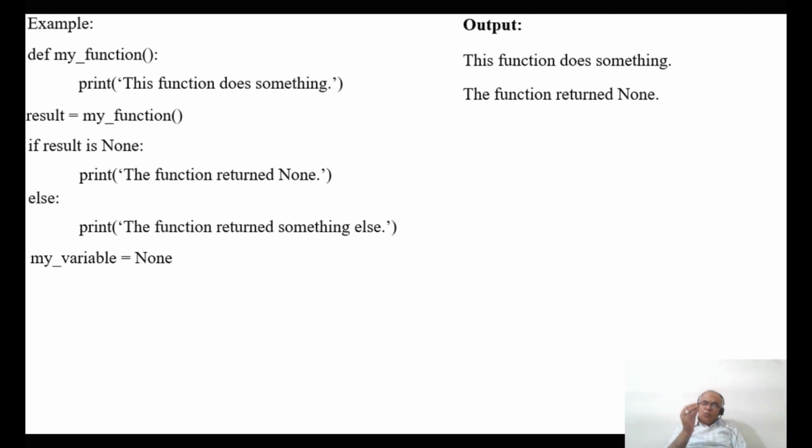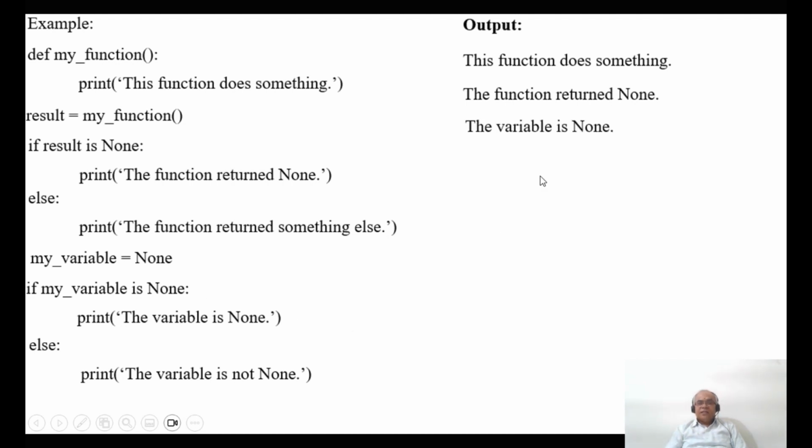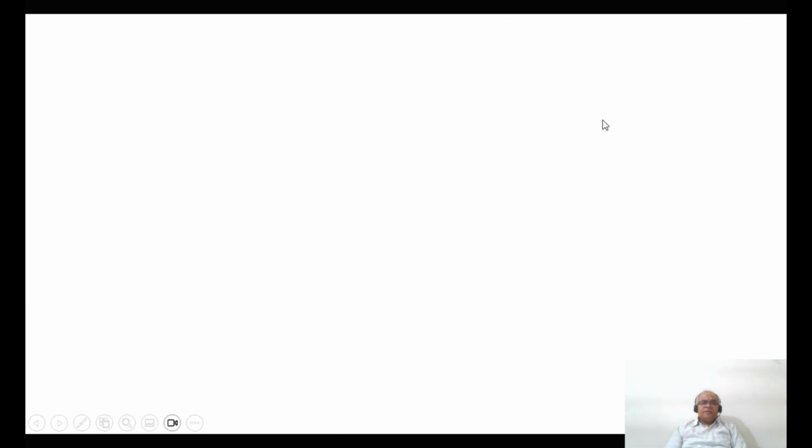Similarly, I am creating one more variable named my_variable. I am assigning None to my_variable. If my_variable is None, yes, what value are we assigning? None. So if None is None, the condition is true: the variable is None. Else, the variable is not None. Since None is None, obviously the variable is None, so it will display "the variable is None". So this is how this program works.